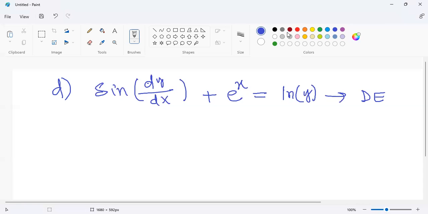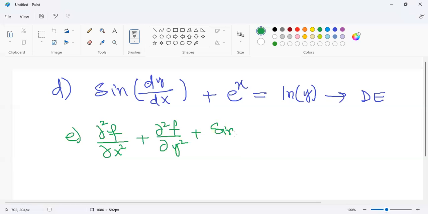So see this example now. Let me put down this example, which says the second partial derivative of f with respect to x plus the second partial derivative of f with respect to y plus, let's say, sine of xy to be equal to y square. Now this equation is also a differential equation.